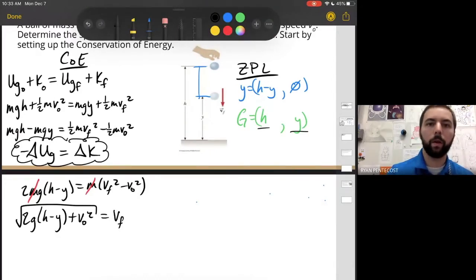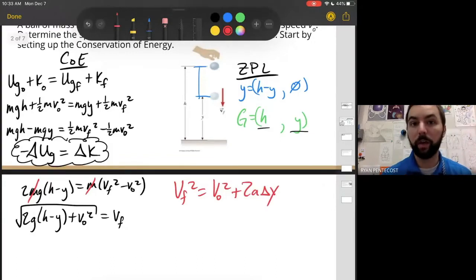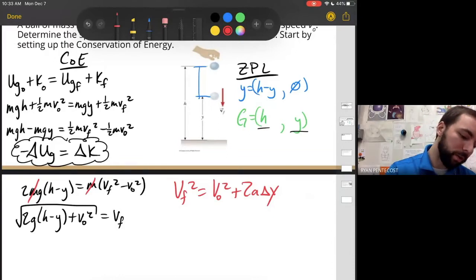Okay. Now, I do want to show you one more example. If you are familiar with the kinematic equations, you know that v final squared equals v naught squared plus 2a delta x. Well, let's say that this is delta y because we're only traveling in the y direction, right? If we want to solve for v final, notice that v final equals the square root of 2a delta y plus v naught squared.